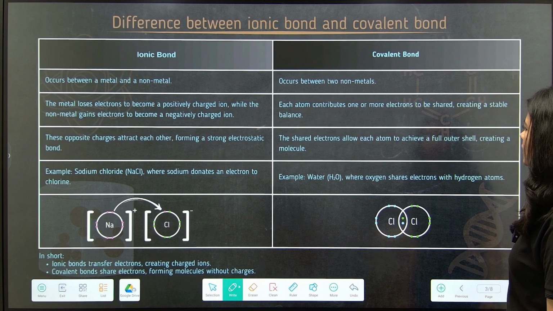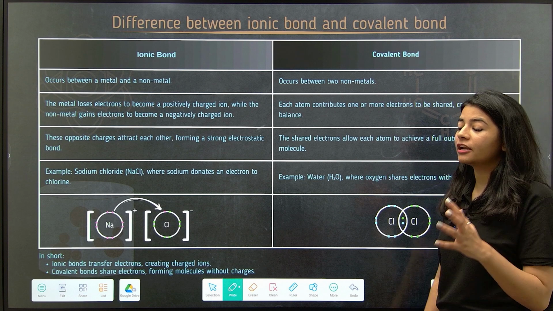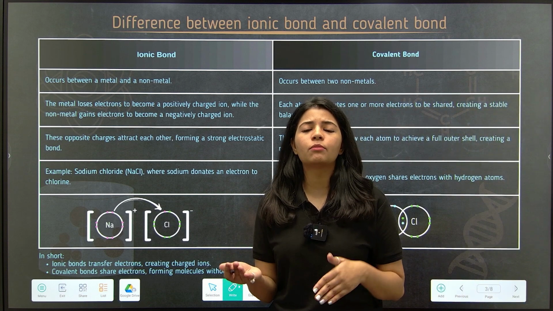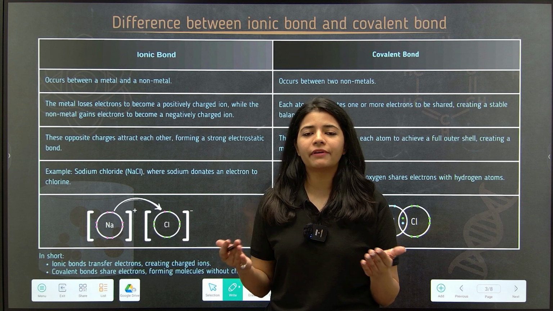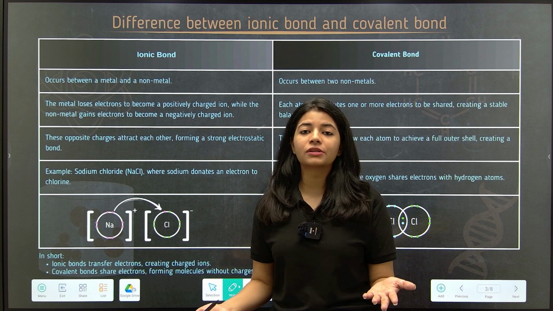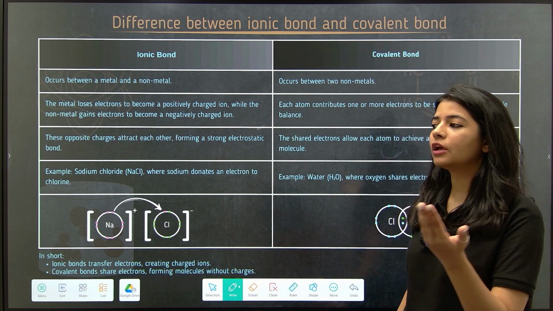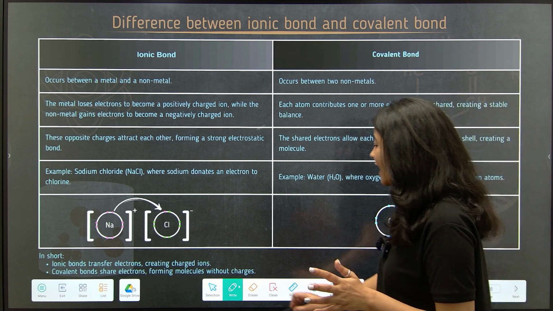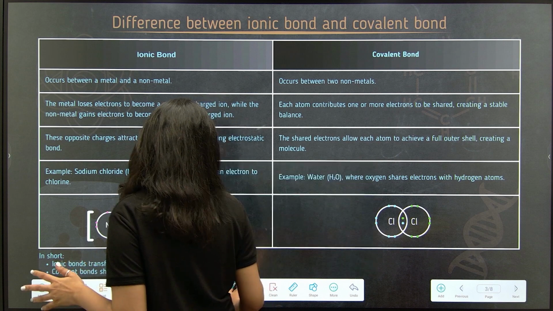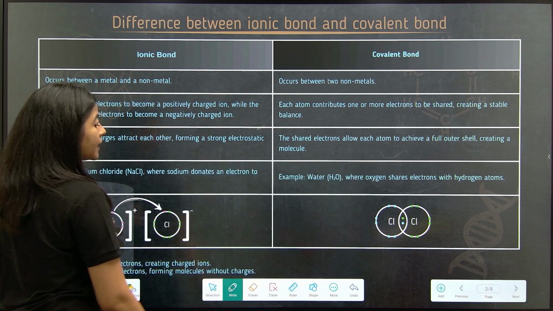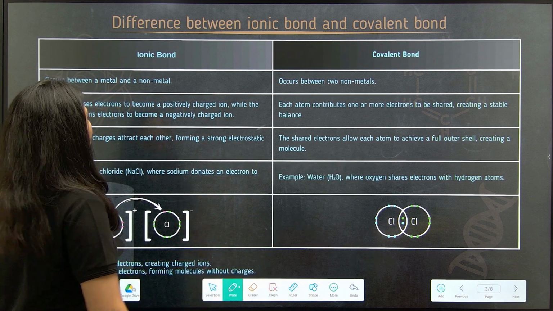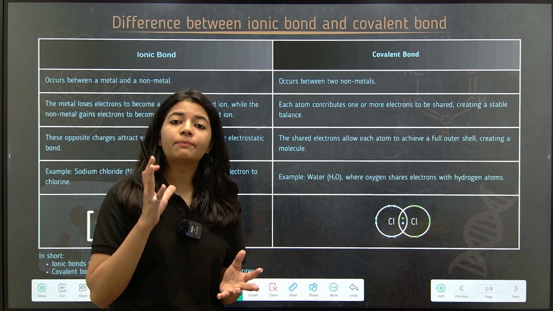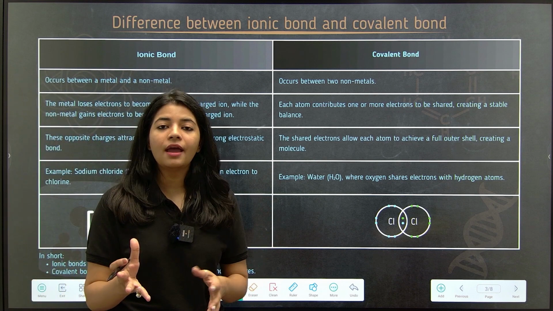Next, let's move on to the very interesting and important concept: what is the difference between ionic bond and covalent bond? We always hear this and see in our books that they talk about ionic bonding and covalent bonding, but what is the actual difference between both of them? That we are going to discuss today. So in ionic bonding, which we have already discussed in your previous video, what is ionic bonding? The bonding between a metal and non-metal, or the bond which is formed between a cation and an anion.